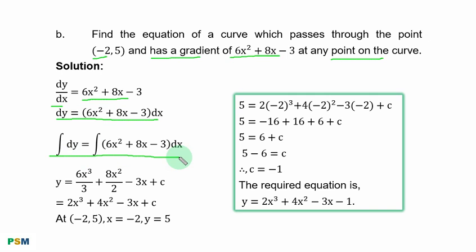If you integrate dy, you have y. When integrating algebraic functions, you add 1 to the existing power and divide by the sum of the powers. So if you add 1 to 2, it becomes 3. So you have 6s cubed over 3 plus, the power here is 1. When you add 1, it becomes 2. You have 8s squared over 2 minus.